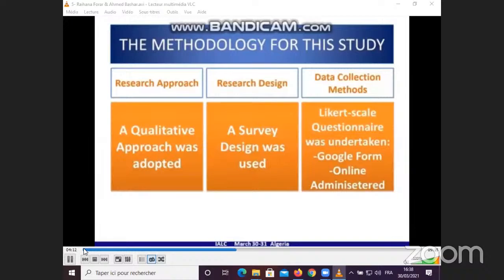Here we should mention that this questionnaire consisted of two parts. The first one was devoted to demographic data, whereas the second part was devoted to Likert scale questions that were extracted from the statement of the problem itself.